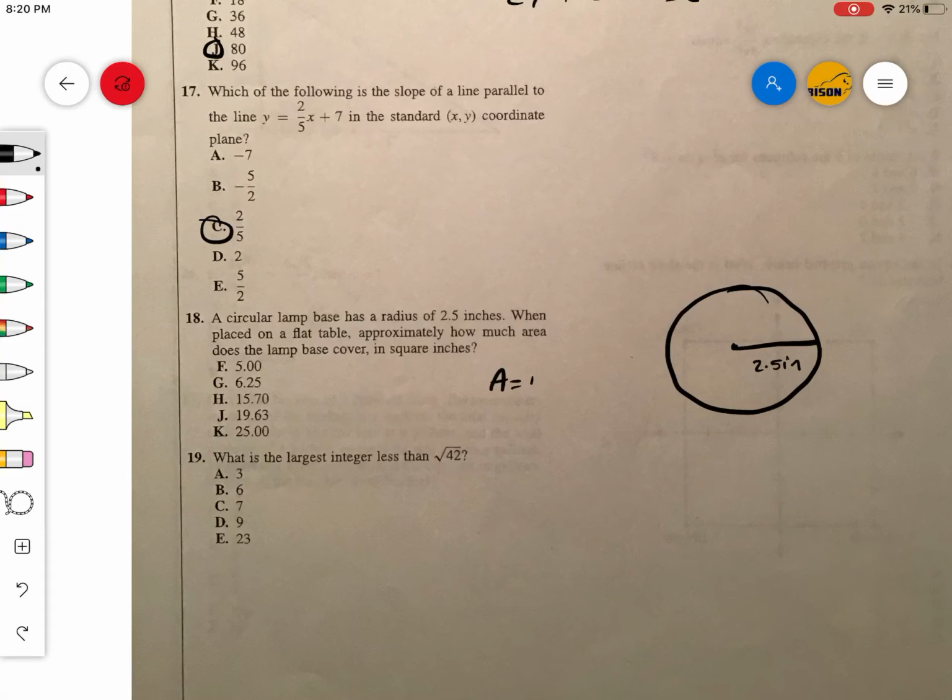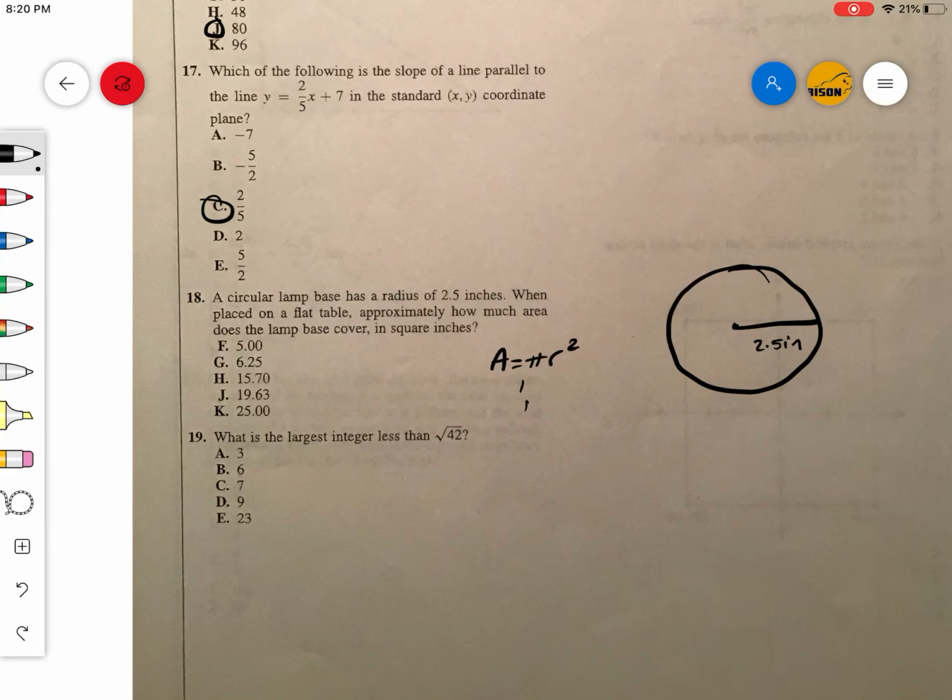Well, the good thing is we know the area formula for a circle. It's A equals pi r squared. Remember, if you want the circumference formula, move the 2 to the front, 2 pi r. So I'll do pi times 2.5 squared. I'm going to type that in. 2.5 squared times pi gives me 19.63, which happens to be J.